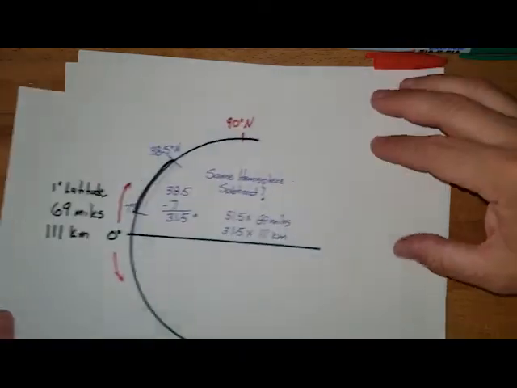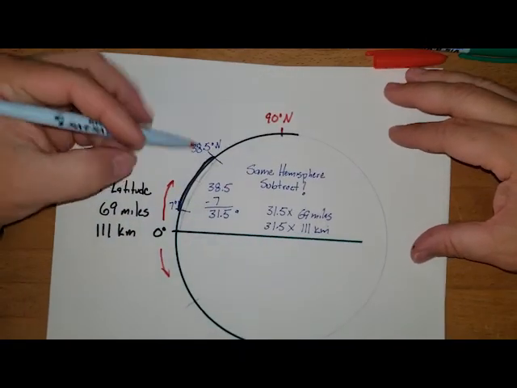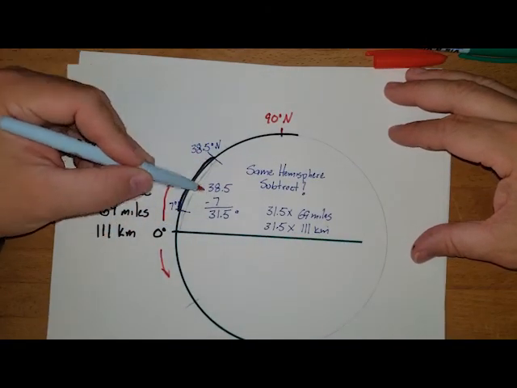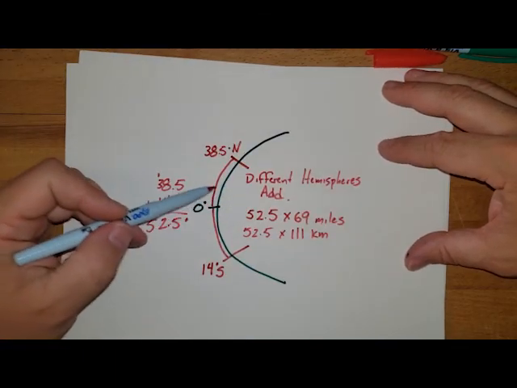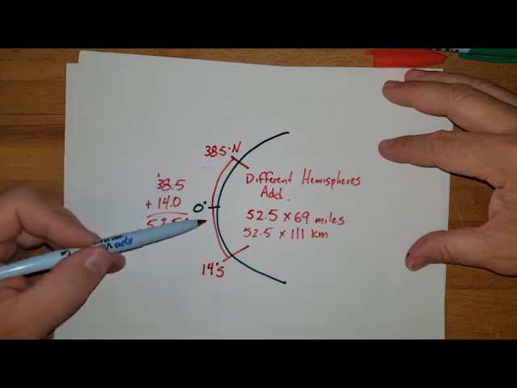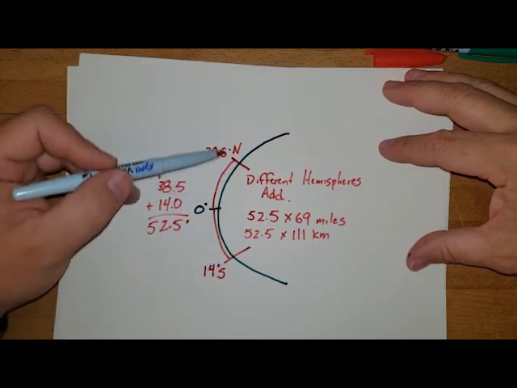If they are in the same hemisphere, then we subtract them. Always take the big one, subtract the small number. And when they are in different hemispheres, we add them. Going north and going south, we need to add both of those values.